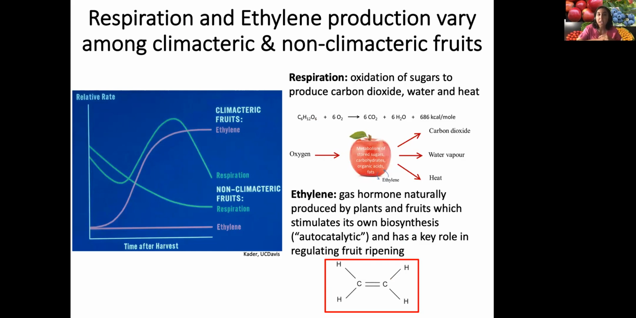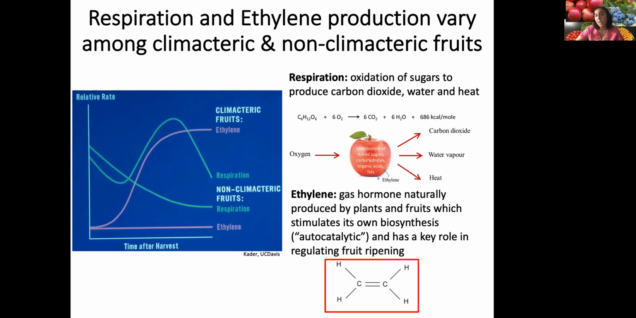is called ethylene. Respiration and ethylene production are really key in defining if a fruit is able to ripen after harvest or not. Okay. So when we talk about respiration, we are really talking about the oxidation of the sugars present in the fruits to produce carbon dioxide, water vapor, and heat. Okay, as the fruit is harvested, the respiration rate is generally going to increase, and we are going to have an oxidation of these sugars because the fruit has to continue to live, right?